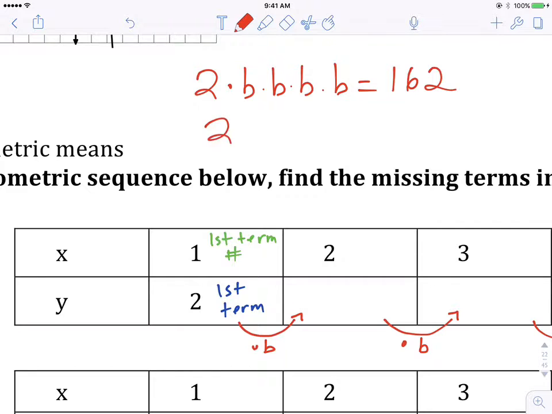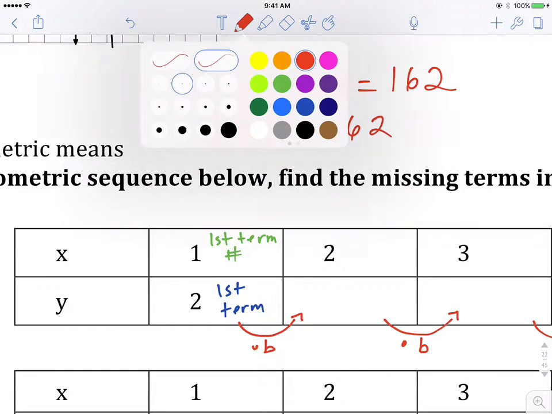Simplifying that, I get 2b to the 4th equals 162. Now, if you know what b is, if you can guess and check 2 times some value of b raised to the 4th power equals 162, then you have the common ratio, the multiplier, and use that to find the next term. Now, in algebra, though, we learned that we could solve for variables by isolating the variable.